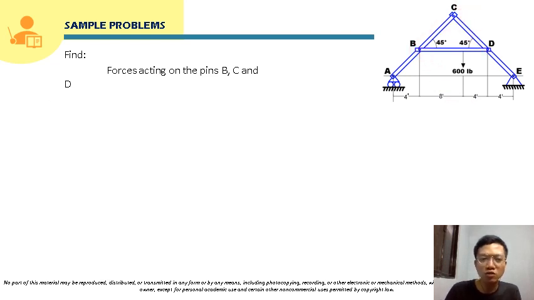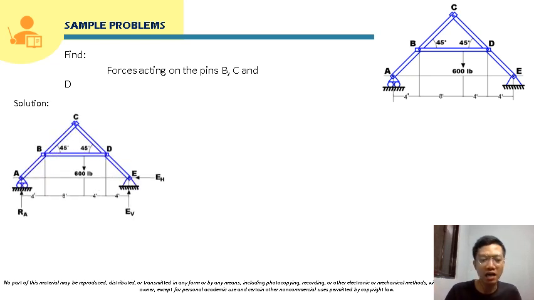To solve this, we are going to follow our procedure. The first thing that we have to do is construct the free body diagram of the entire structure. So we have to analyze if we can solve for the reactions at A and reactions at E. So, constructing the free body diagram of the entire structure.